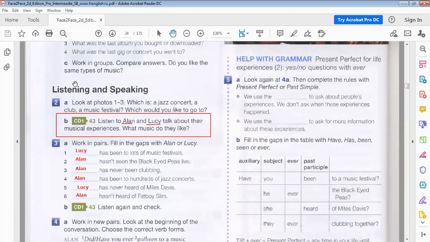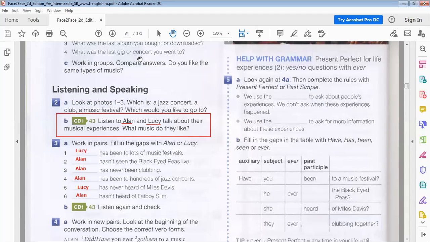Okay, so this means your answers are correct, right? Your answers are correct. So, Lucy has been to lots of music festivals. Alan hasn't seen the Black Eyed Peas live. He's never been clubbing. He's been to hundreds of jazz concerts. Lucy has never heard of Miles Davis. And Alan, of course, has never heard of Fatboy Slim.